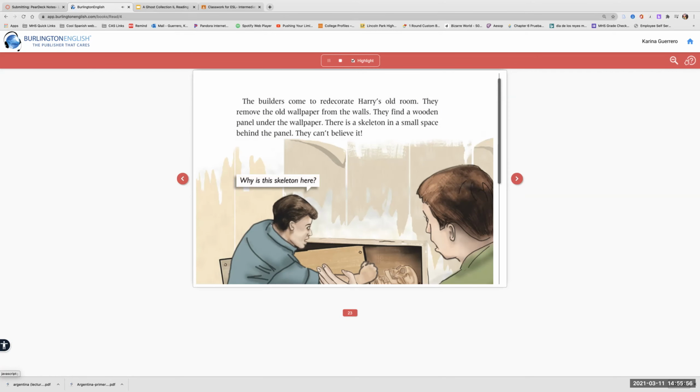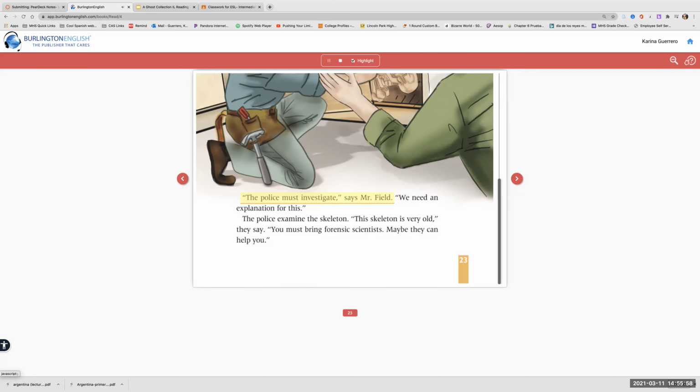"Why is this skeleton here?" the builder says. "The police must investigate," says Mr. Field. "We need an explanation for this." The police examine the skeleton. "This skeleton is very old," they say. "You must bring forensic scientists. Maybe they can help you."